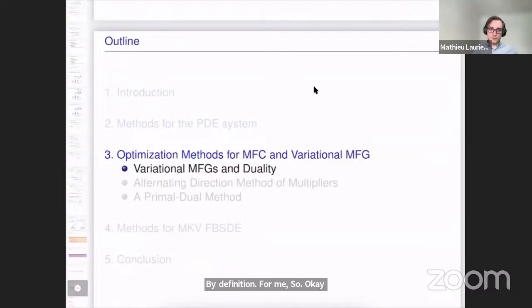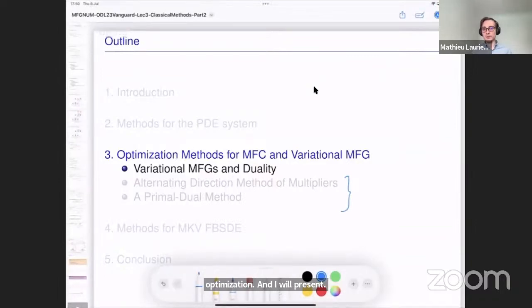Okay, there are quite a few technical details. For the sake of time, I will not go into absolutely all the details. But the idea is you have the PDE system. You interpret it as the optimality condition for an optimization problem, and then you use duality to have a primal and a dual problem. And based on this, you can introduce techniques borrowed from the literature on optimization. And I will present 2 algorithms that are based on this point of view.